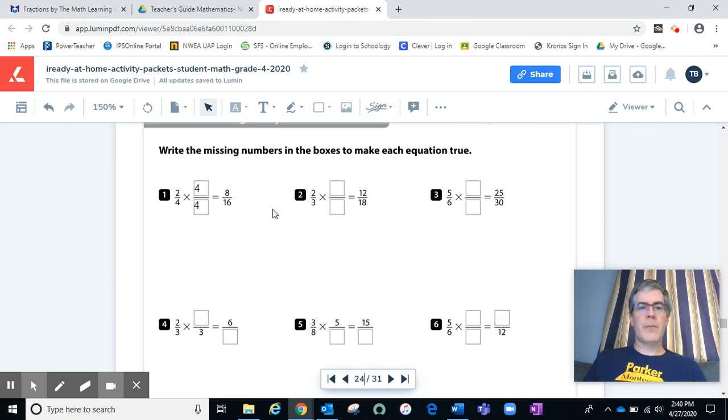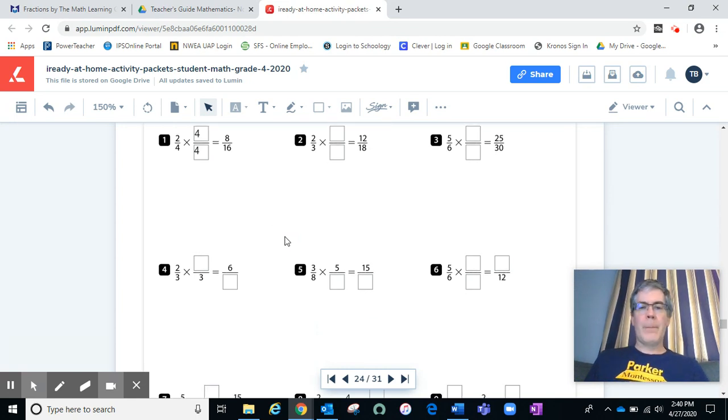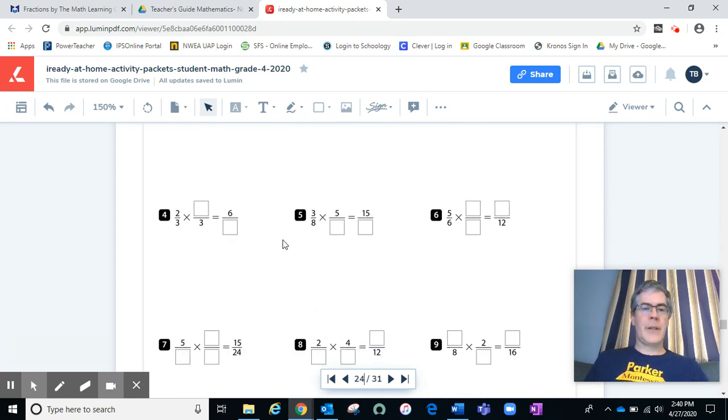So the first few were fairly straightforward. You just had to find whatever number would allow you to multiply your first fraction and come up with the equivalent numerator and denominator in the second fraction. After that, they make it a little bit trickier. But if you think about it, not that tricky. So if they've given you either the numerator or denominator in your second fraction, you know that the other number is going to be the same.